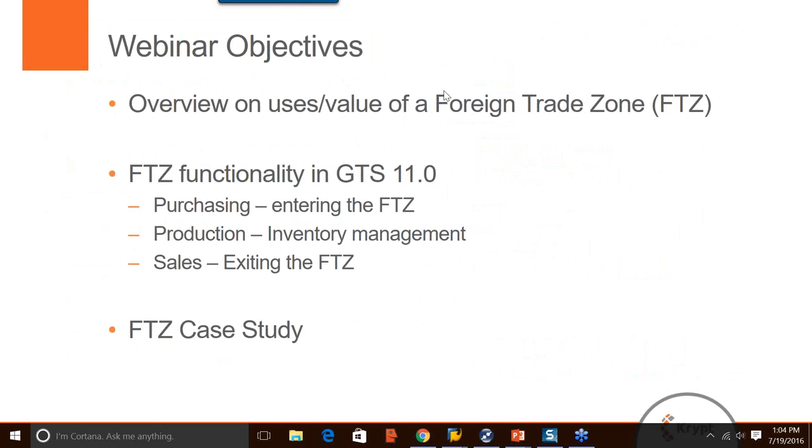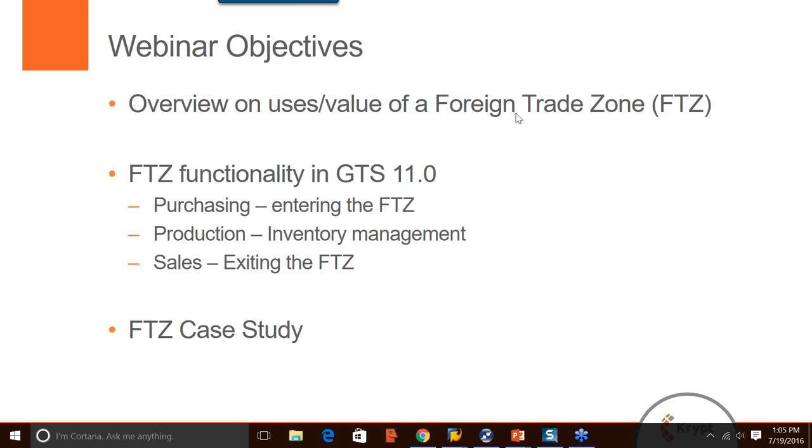The objectives today are really to give you an overview of, first of all, what a foreign trade zone is, just a level set, and then go into some detail showing some screenshots, functionality, and process flows on the functionality of GTS 11.0. We'll talk about purchasing, how to enter into a free trade zone or foreign trade zone, the production process, inventory management, reporting, and then exiting the FTZ, either for an export, or exiting the FTZ to import into the United States.